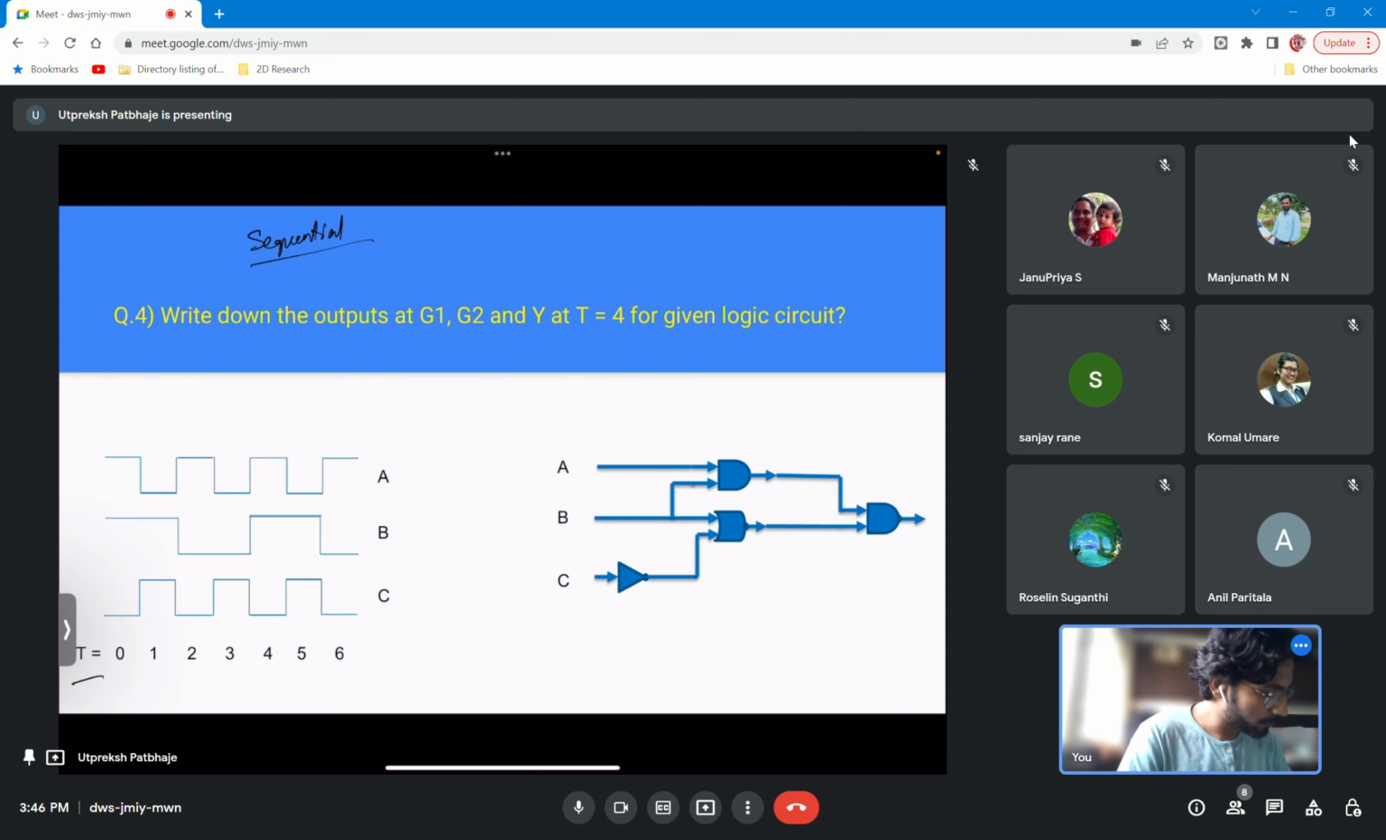Okay, I have not mentioned G1, G2. G1 is this point and G2 is this point. So at G1 and G2 at t equal to 4, this is the pulsed input that you are giving to A, B, C, and at instance 4, what will be the output that you will be getting at G1 and G2? And we will also go forward and see what the final output will be. Any direct guesses? I hope this circuit, which is drawn here, is already known to you.